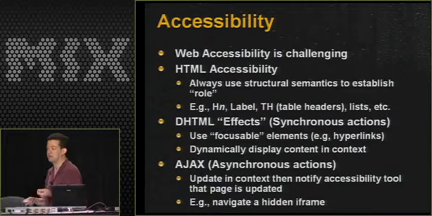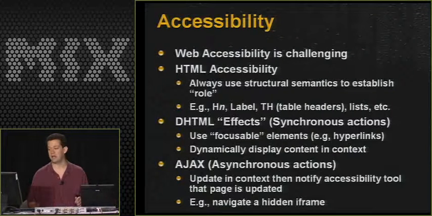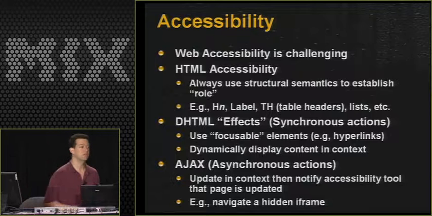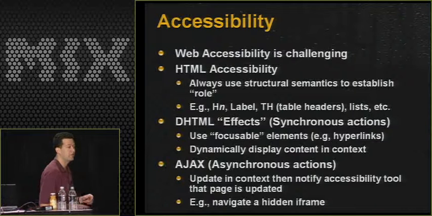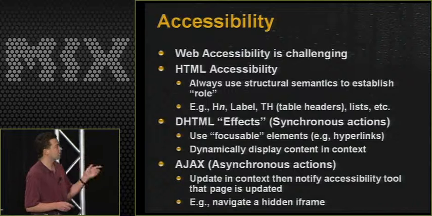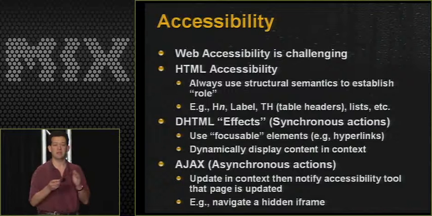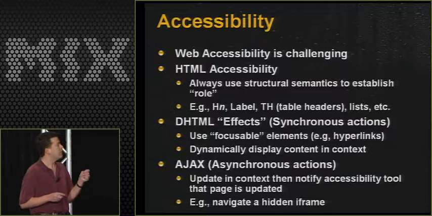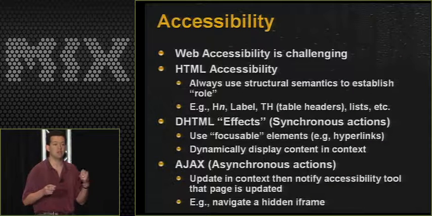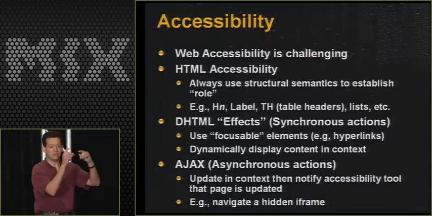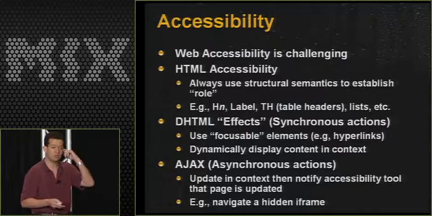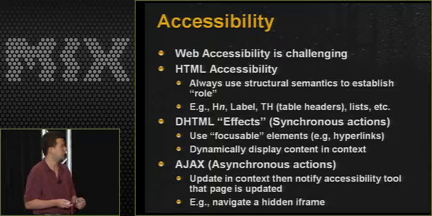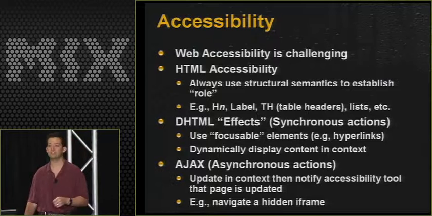The next challenge, well, what do you do about basic DHTML? I call these synchronous actions, like hide and show for contents on the client. One, make sure that the element they're clicking on to hide and show is a hyperlink, a clickable item. Make sure that the content you're about to show is close in context to what they clicked on. So when they click on it, it expands in place so it gets read to the user right after it's clicked.